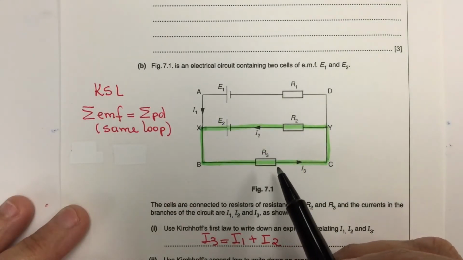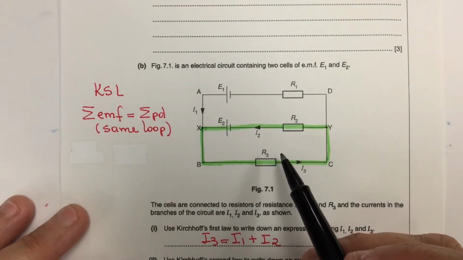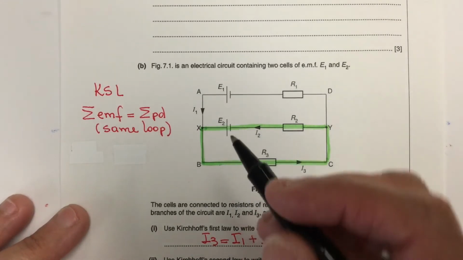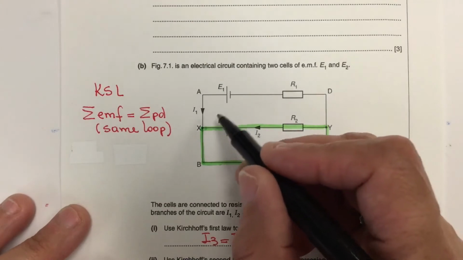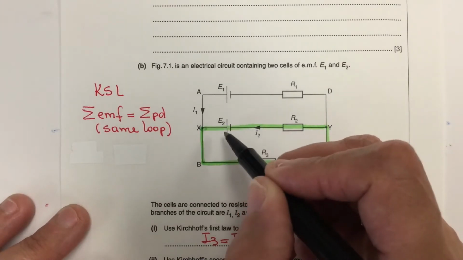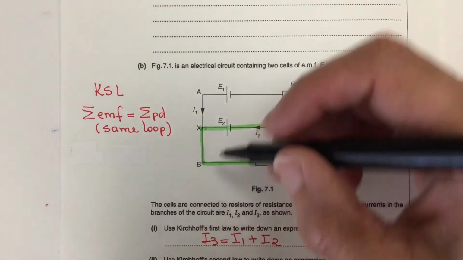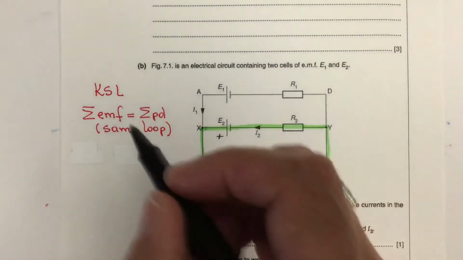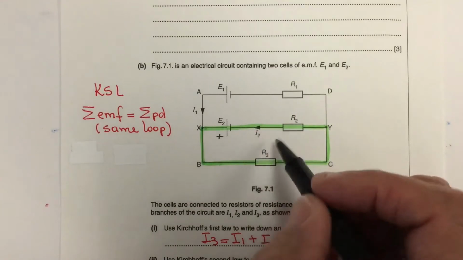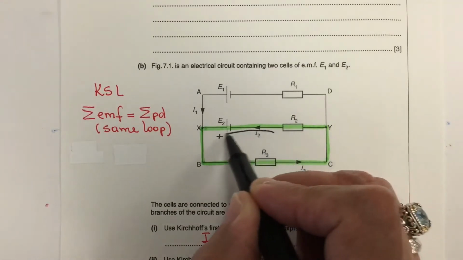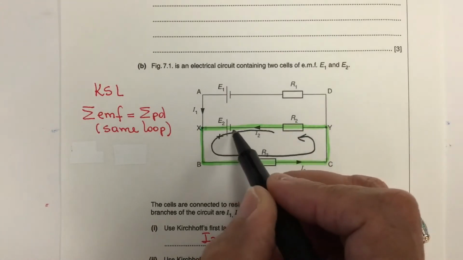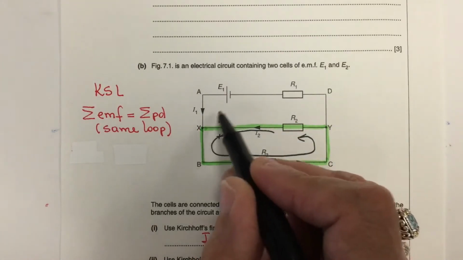The first step in this problem is to determine the direction of the loop. In this case, I like to use the battery polarity to guide me with this. Since this is positive, I like to follow the positive sign. So my loop direction will be like this, from negative to positive of my battery.